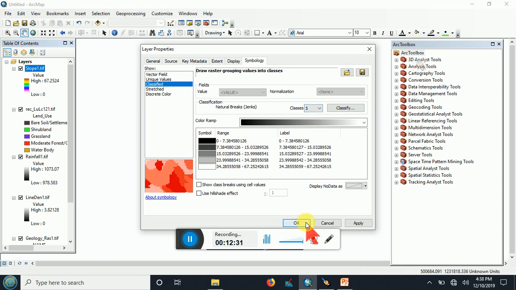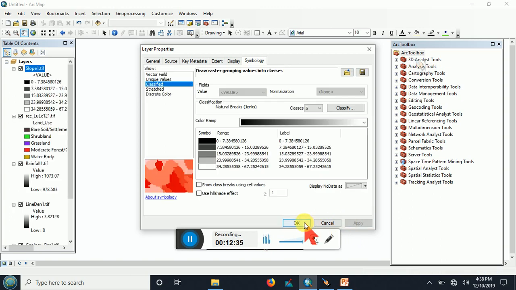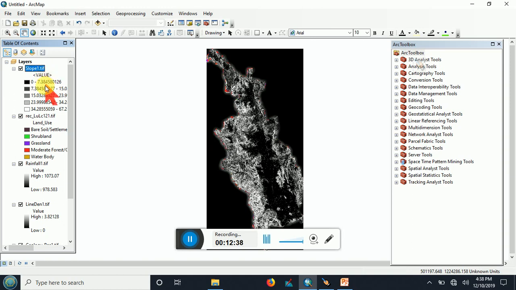Please click on apply, and okay. So now we will have 5 groups of slope. That means from 0 to 7 degrees, to 15 degrees, to 23, and like that. We will do the same for rainfall and alignment density.